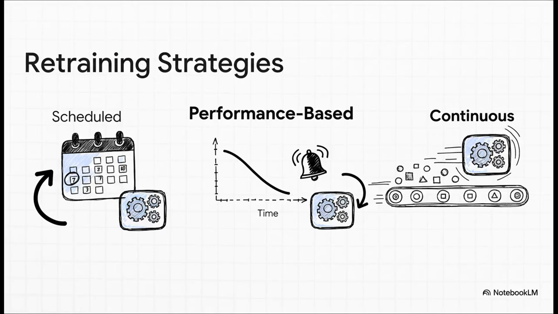And this brings us to a really crucial point. A deployed model is not a static thing. It's got to be updated. You could use a scheduled strategy, say, retrain the model every single week. Or maybe you do performance-based retraining, where it only gets retrained when its accuracy drops below a certain point. And for the really advanced systems, you might even have a continuous learning pipeline that's always updating.